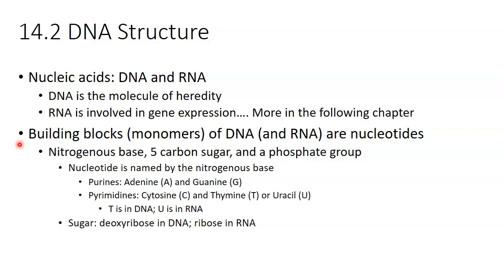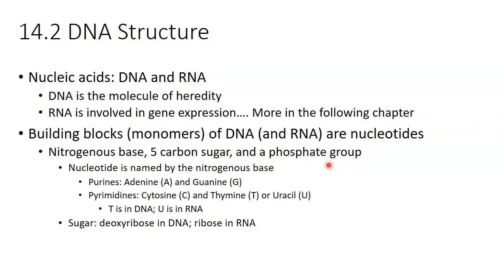All nucleotides consist of three parts. The first is a nitrogenous base. So that's a nitrogen-containing base. And those bases, we know them already, A, T, C, and G, and U for RNA. We'll get into those farther in a second. The second thing is a five-carbon sugar. And in DNA, that five-carbon sugar is called deoxyribose. I'll show you a picture of that in a second. And in RNA, the sugar is called ribose. In both cases, both deoxyribose and ribose, those are five-carbon sugars. And lastly, each nucleotide is made up of a phosphate group.